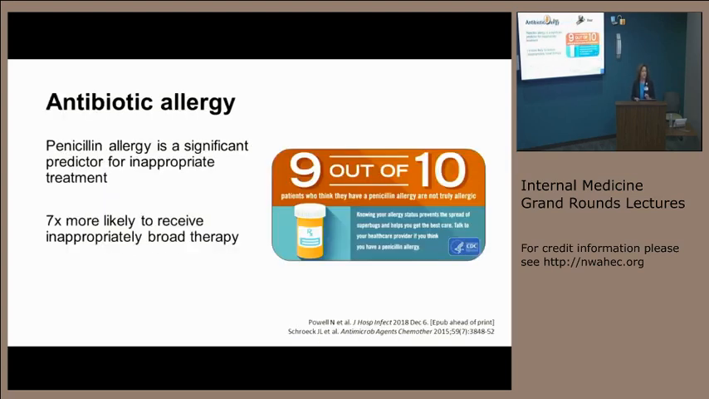And then I just wanted to briefly mention the importance of antibiotic allergy. As you know, patients oftentimes report an antibiotic allergy when, in fact, they don't have one, or perhaps they had one a long time ago and it's really not an issue anymore. But reporting a penicillin allergy is a significant predictor of inappropriate treatment, and patients who report a penicillin allergy are 7 times more likely to receive inappropriately broad therapy. So clarifying allergies is an important thing that we can do.